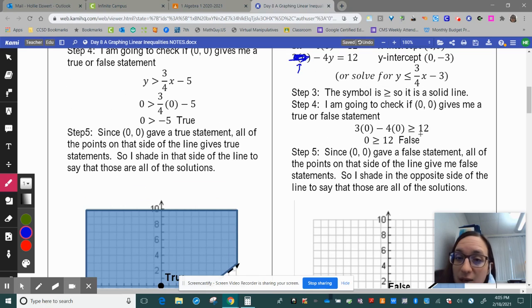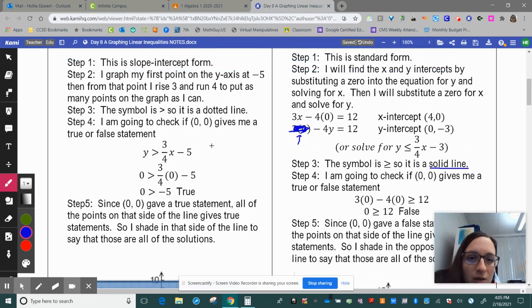Now notice it's a solid line because it has that "or equal to" line underneath, so it's a solid line. Remember back here it was the dotted line. Oh, I should have done that. That would have been nice.